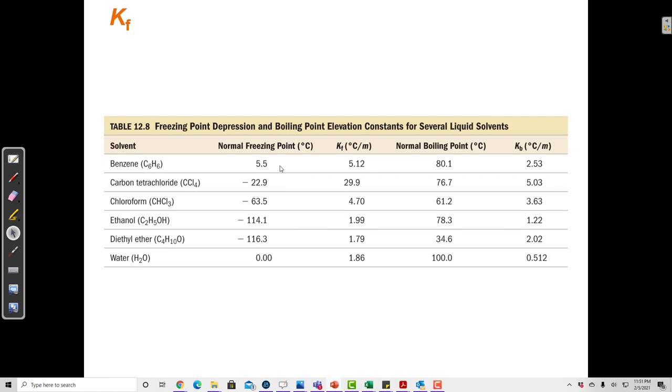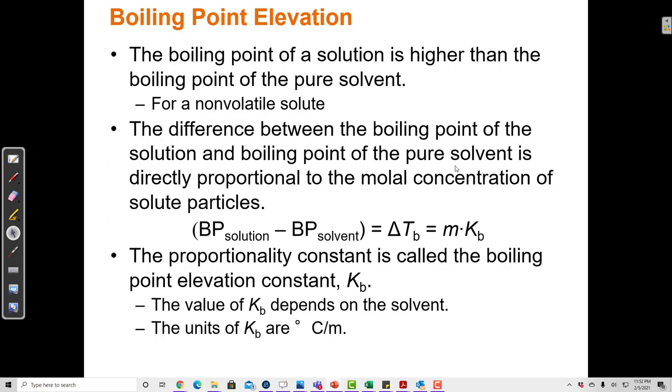Here are some values of freezing point depression and boiling point elevation constants. So here's a table where you would find these values of Kf, the freezing point depression, if we're talking about the change in freezing point, or we have to use a different constant if we're talking about the change in boiling point, if we're talking about boiling point elevation. So for the same compound, for benzene, it has two different constants depending on whether we're calculating freezing point depression or boiling point elevation. So the boiling point elevation calculation is the same as the freezing point depression. The boiling point of pure water is 100. I add a whole bunch of salt to it. Now the boiling point of that solution is 105 degrees Celsius. So the change in boiling point is 5 degrees. That's equal to the molality times the boiling point constant, Kb, that we look up on a table.